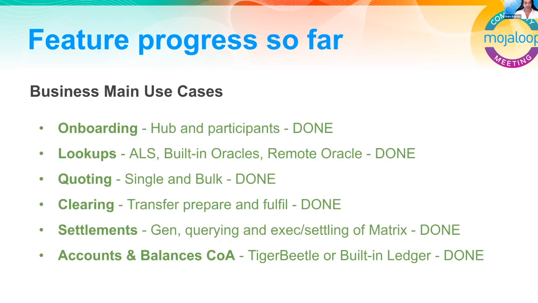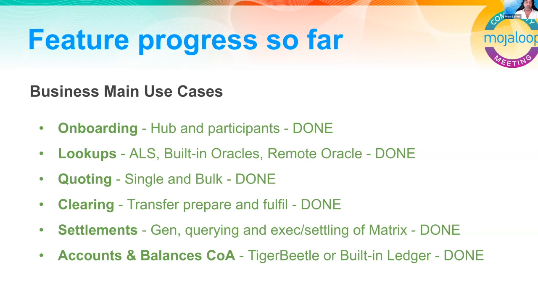So in terms of business main use cases, this was a bit yellow last time I showed. Now it's all green. So the onboarding is done. The lookup is done, including bulk. The quoting, single and bulk, is working. The clearing is working. We don't yet have bulk transfers, but we do have single transfers. Settlements, we are now able to generate the allocation, able to query, able to have the settlement batches and execute the settlement of a matrix.